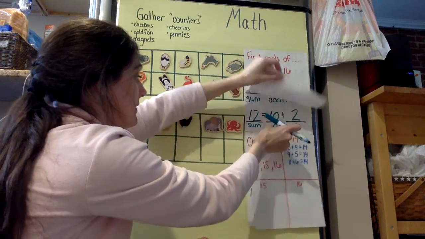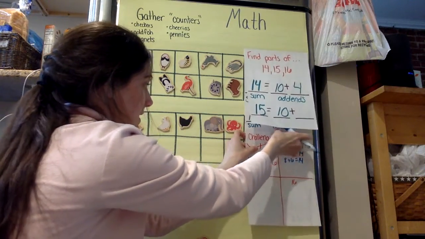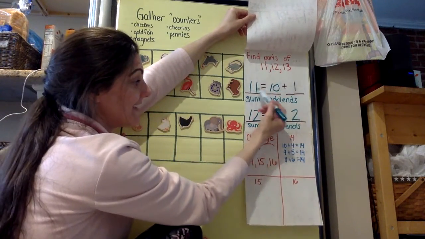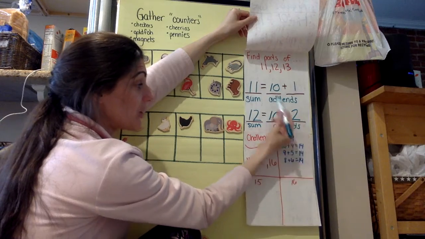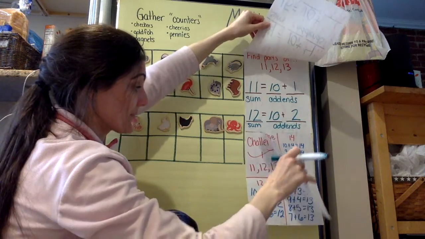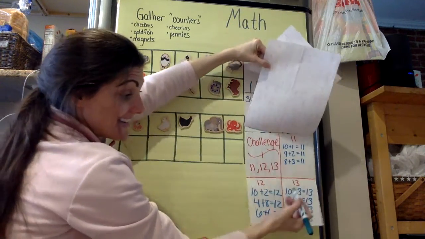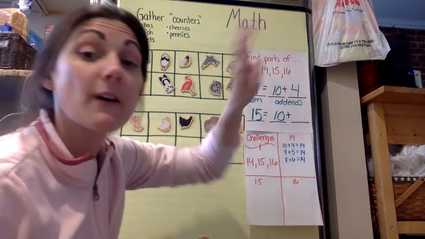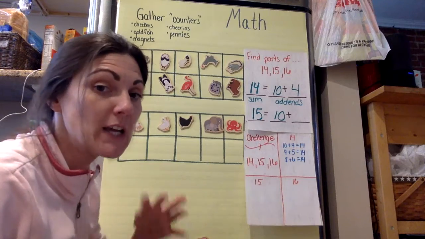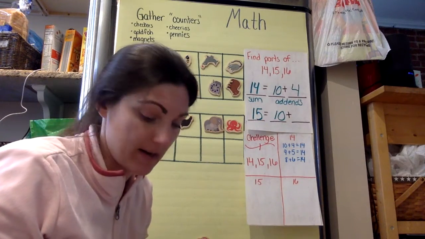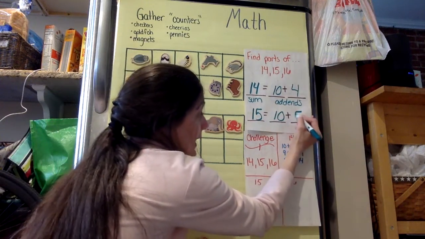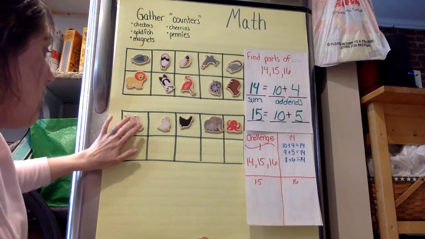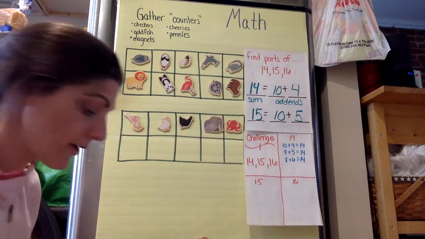So, yesterday, 10 plus 1 is 11. 10 plus 2 equals 12. 10 plus 3 equals 13. 10 plus 4 equals 14. So 10 plus what equals 15? And if you said 5, you're correct. You could also count them. You have 10 here. I have 1, 2, 3, 4, 5 as my other add-in.